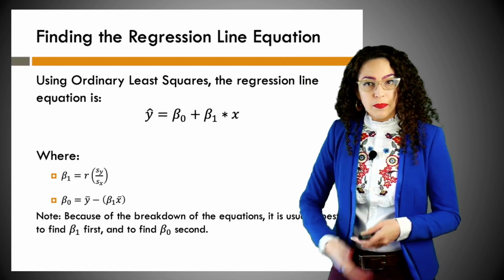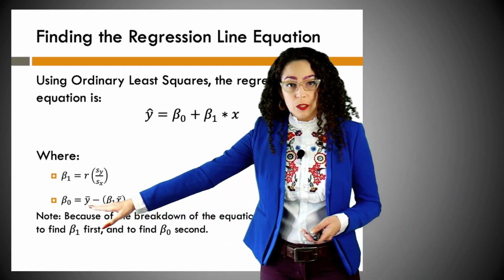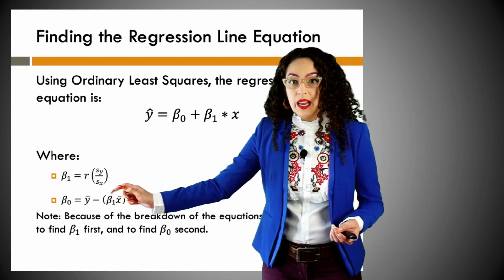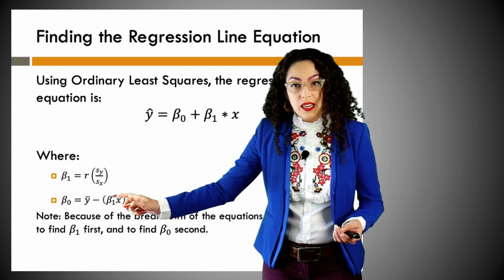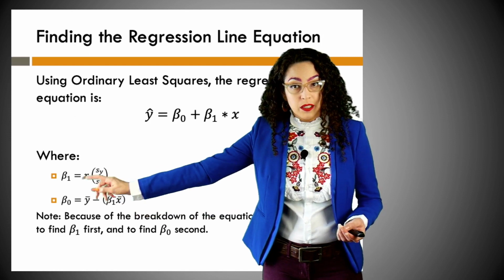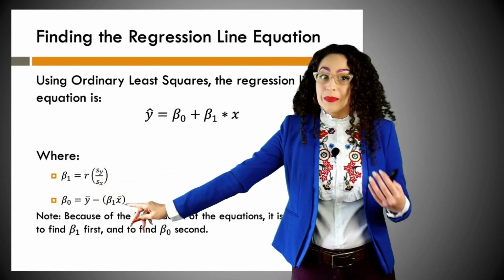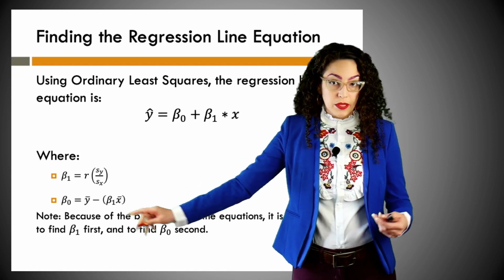Now how do we get the intercept? Well, we take the average of the response variable, so in this case, what was the average number of questions that students got correct? And we subtract the beta 1, so this coefficient up here that we did, times the average of the explanatory variable, so the number of hours that people studied.